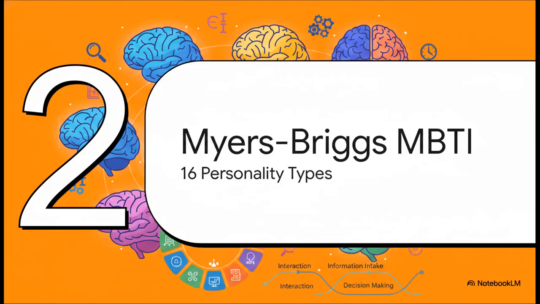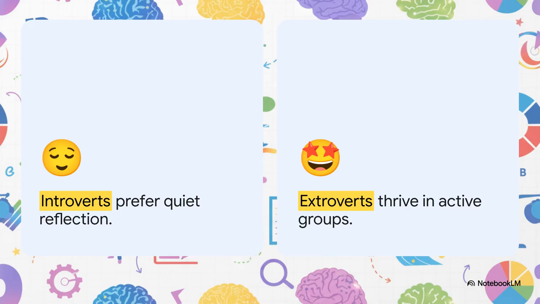Moving right along, Section 2, the Myers-Briggs Type Indicator, or the MBTI. Now, what's really interesting about this next framework is how widely utilized it is, especially in the corporate world for team building and leadership development. The MBTI basically categorizes our personalities into 16 distinct types based on our unique ways of interacting with the world, taking in information, and ultimately making decisions.